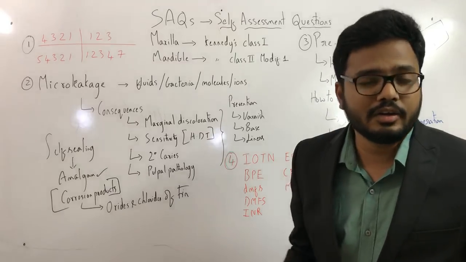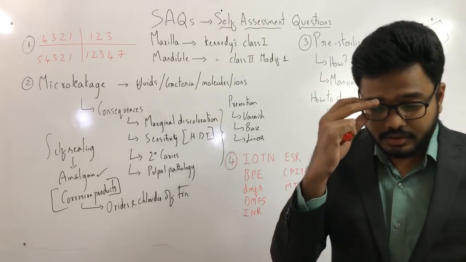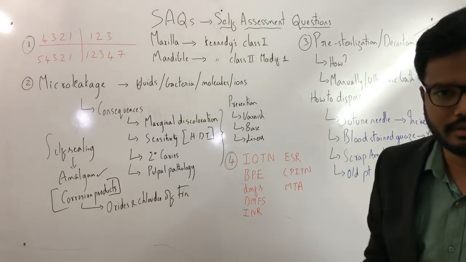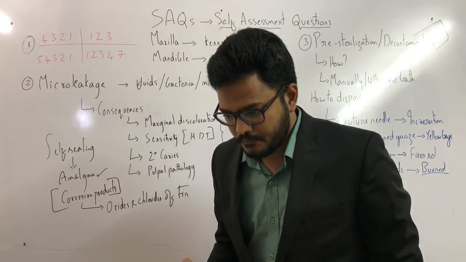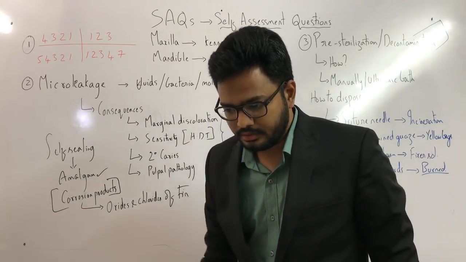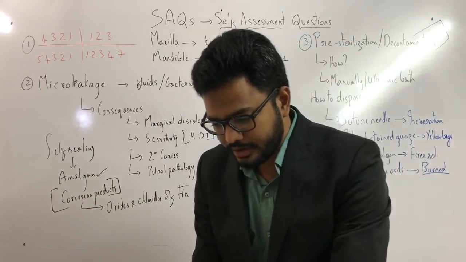And what is the normal value of INR? And MTA is, as you rightly mentioned, mineral trioxide aggregate. Simple, right? Yes, it has to be 1. Good. Now let's move on to the next question then.